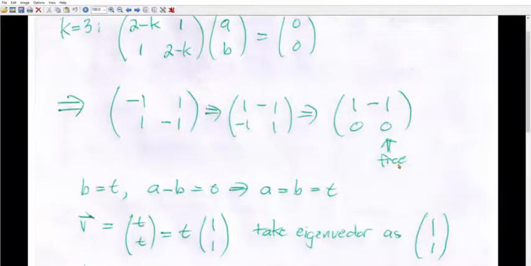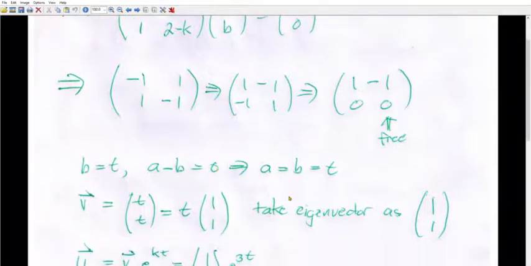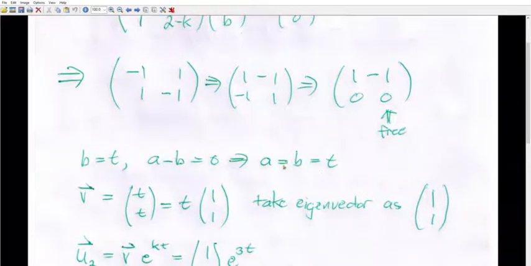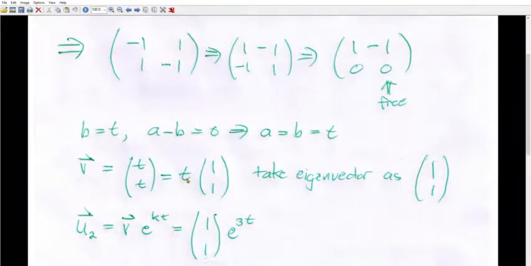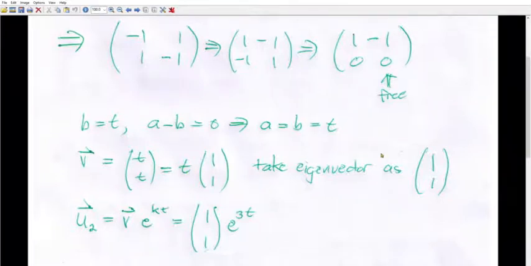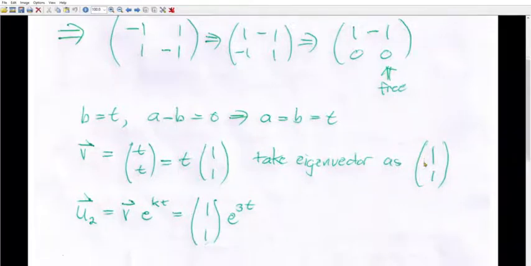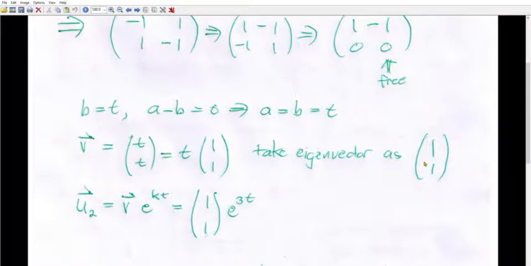And again, the second column, which is the B column, is free. So B is a free parameter t. This equation reads A minus B equals 0. So A is B is t. That means our eigenvector is t, t, or t times 1, 1. And as long as t is different from 0, we've got an eigenvector. Might as well make t equals 1, and we'll take our eigenvector as 1, 1, remembering that that corresponds to the eigenvalue 3. So u2 is v times e to the kt.